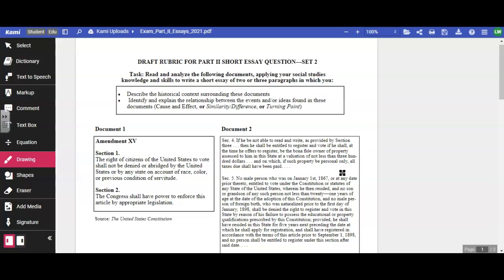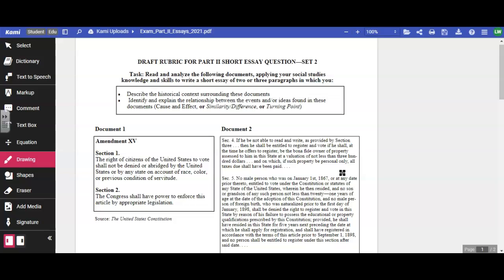Hey guys, so I just wanted to record a reading of the short essay questions so that you can do them at your own pace. You can go through this video and pause it as you need to. So for the first one, we're going to look at these two documents, and I know that they're both marked set 2, so just match up what you have with what I've got here.